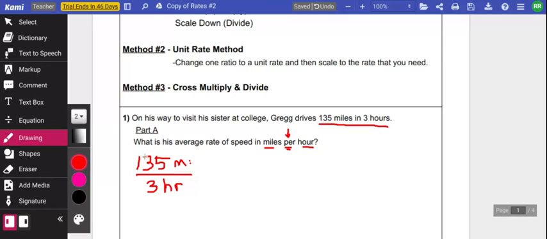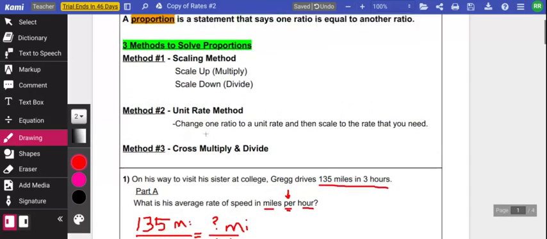And so what I can do is I can set this rate equal to another rate of miles on top. Since miles are on top right here, miles go on top right here. And since hours are on bottom, hours will go on bottom right here. So if he travels 135 miles in 3 hours, how many miles in 1 hour? And we've learned that this is a unit rate. When we have different units, we're comparing miles to hours, and our bottom number, our denominator, is 1.